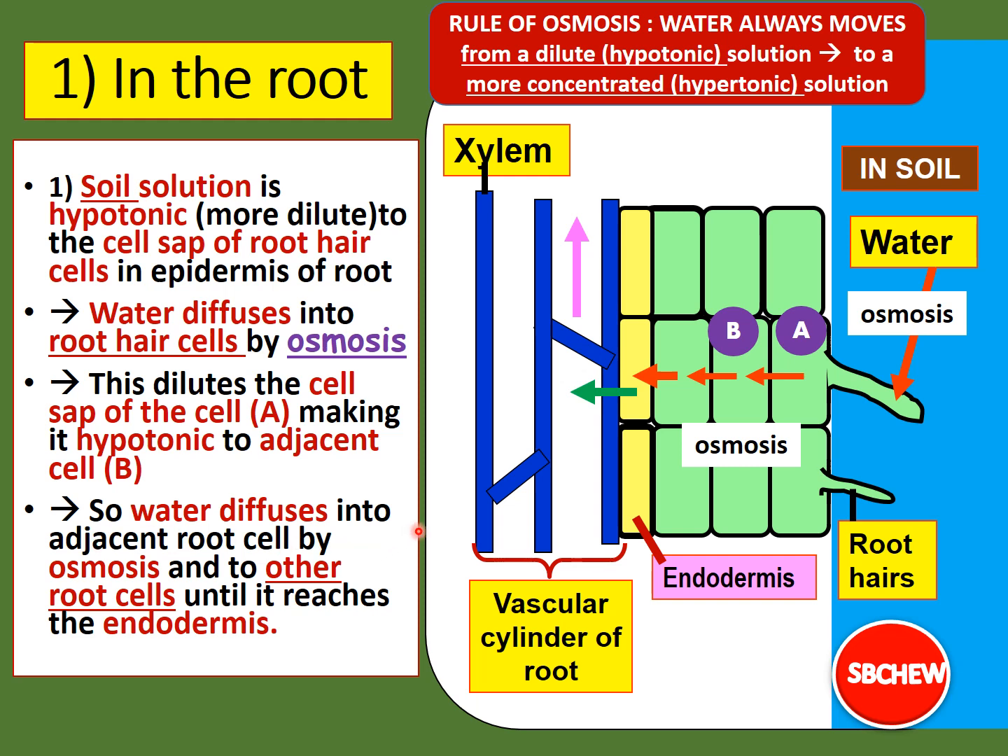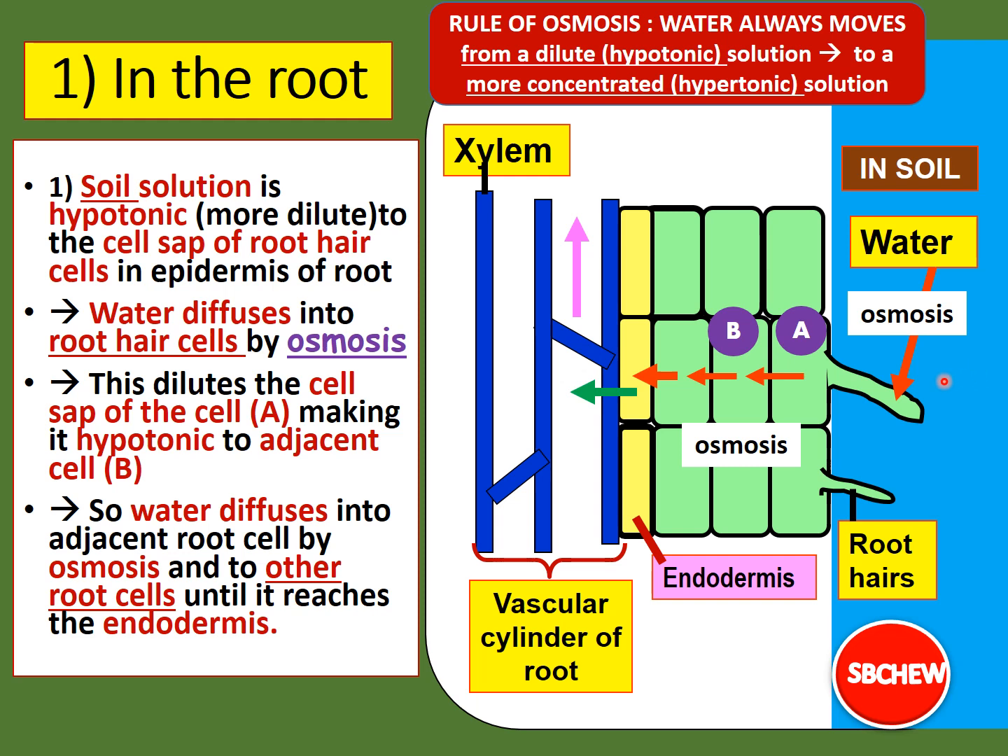So we begin to discuss the movement of water from roots to the leaves by discussing the events that occur in the root first of all. This is a diagram of the longitudinal section of the root. This is the soil solution here, and this is the part of the root. These are the root cells, and the epidermal cells of roots may have root hairs.